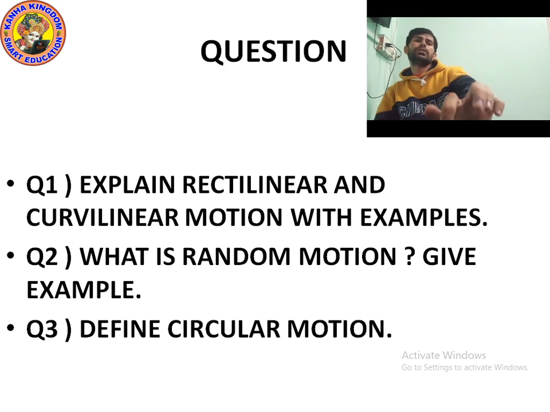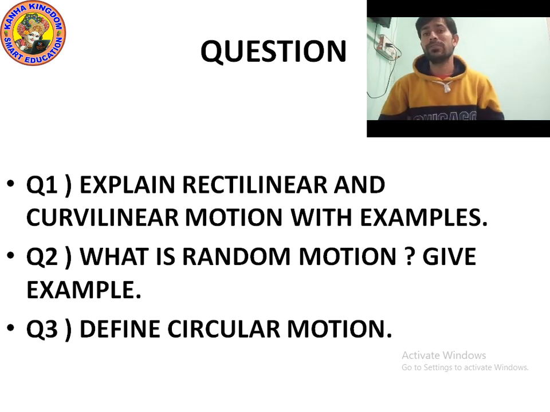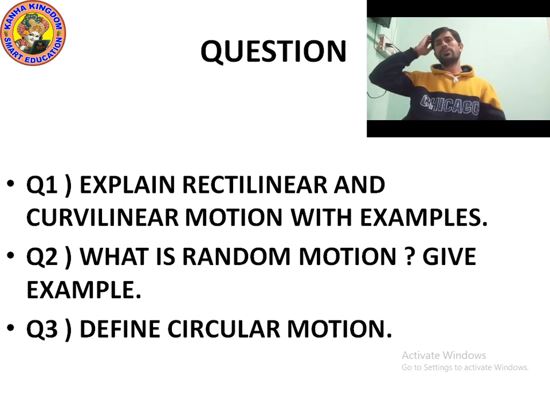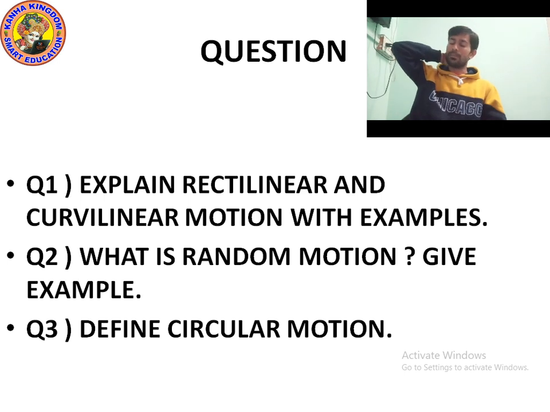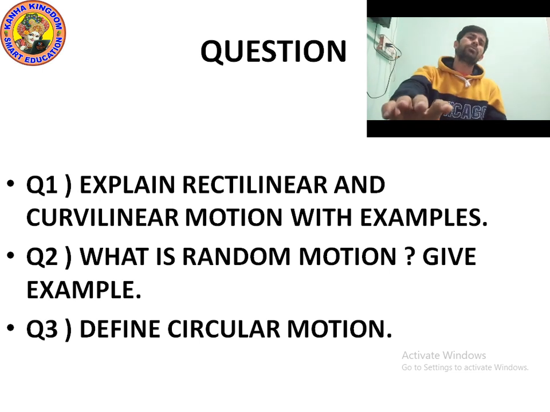Now question number 2. What is random motion? Give an example. Irregular motion of a body in which the direction is not fixed is called random motion. If the direction is not fixed, we call it random motion. For example, flying of a butterfly. When the butterfly flies, its motion is always irregular. Playing hockey and playing football are also examples of random motion.